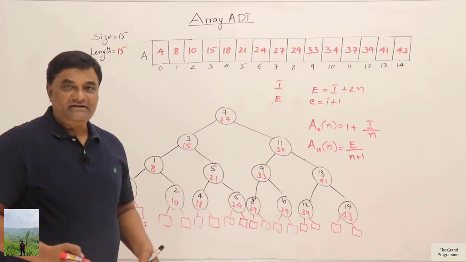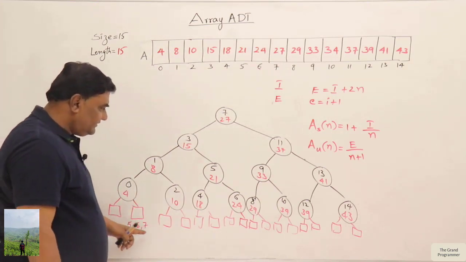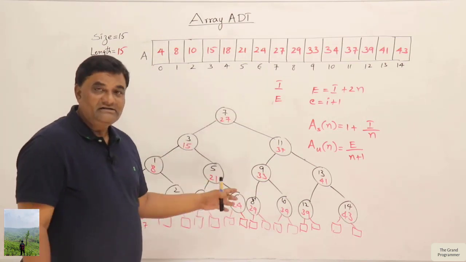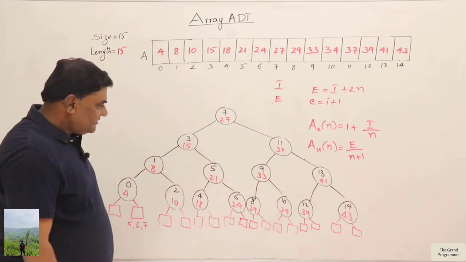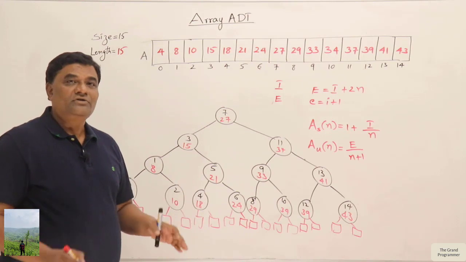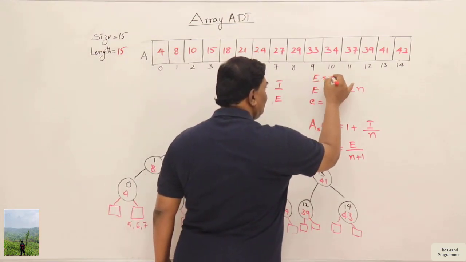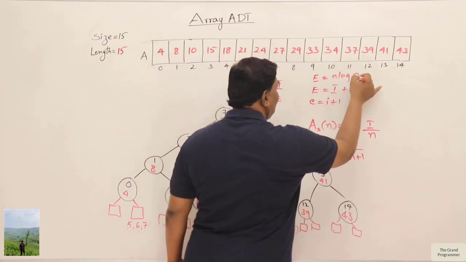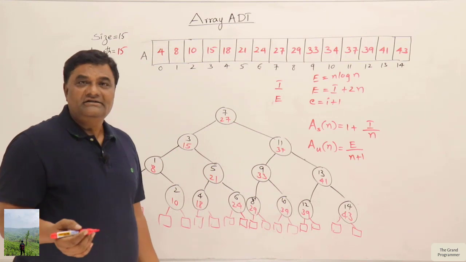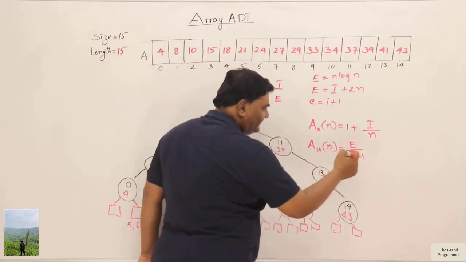Now there is one more fact that I have to highlight here, that is all these external nodes are at the same height. So I can take the path as log n. So total how many nodes? n plus 1. So n plus 1 into log n. So approximately E is equal to n log n, or n plus 1 into log n we can take, or else n log n. So how much is the time taken in unsuccessful search?